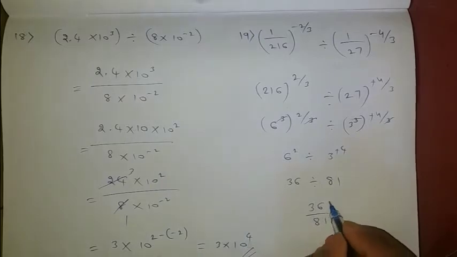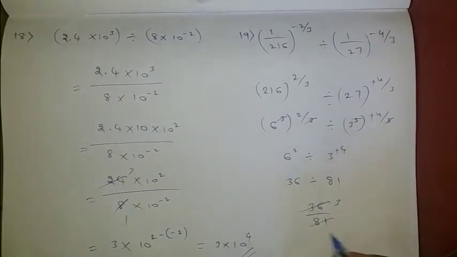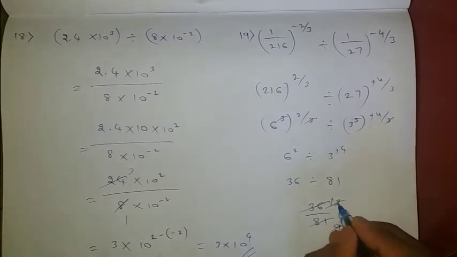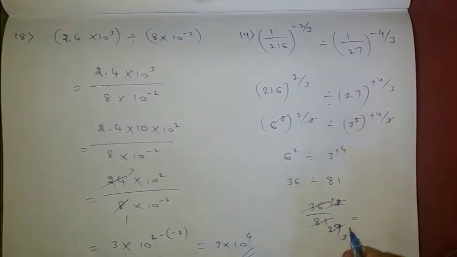If we do cancellation, 12 3s are 36, 12 9s are 81, 3 1s are 3, 3 3s are 9. 3 12s are 36, 3 27s are 81, 3 4s are 12, 3 9s are 27. So the final answer is 4/9.